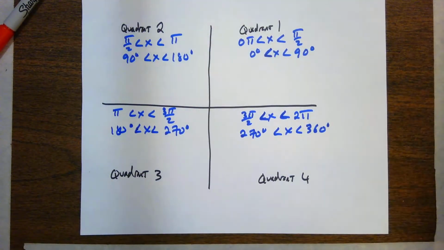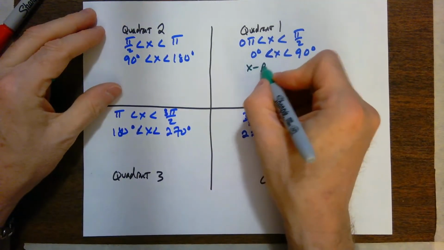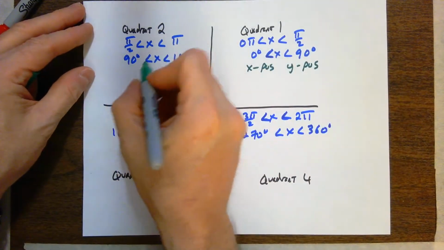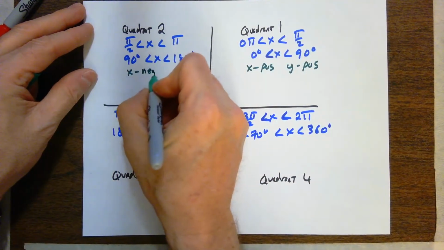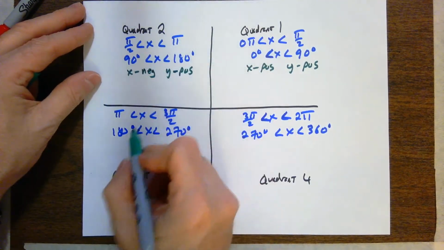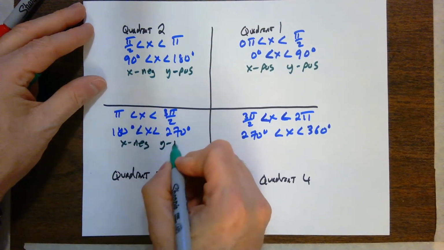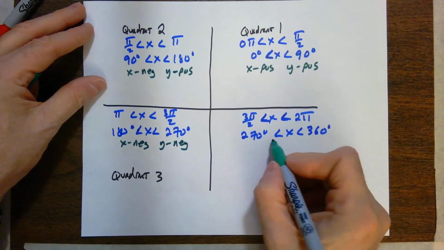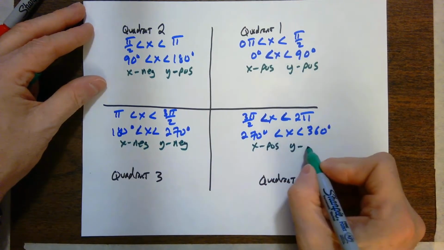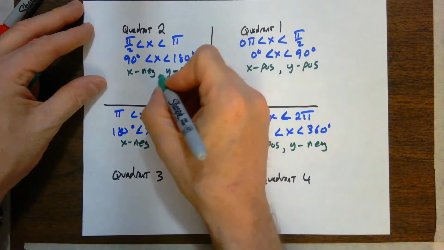I know that in quadrant 1, my x values are positive and my y values are positive. In quadrant number 2, my x values are negative. My y values, however, are positive. In quadrant 3, my x values are negative. My y values are also negative. And in quadrant 4, my x values go back to being positive and my y values are still negative.